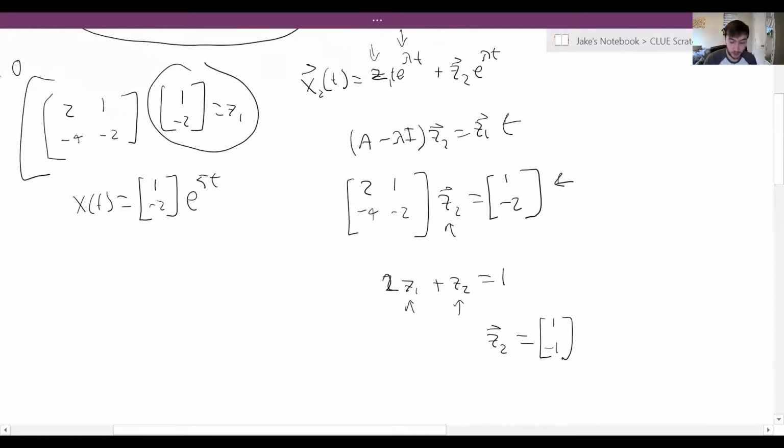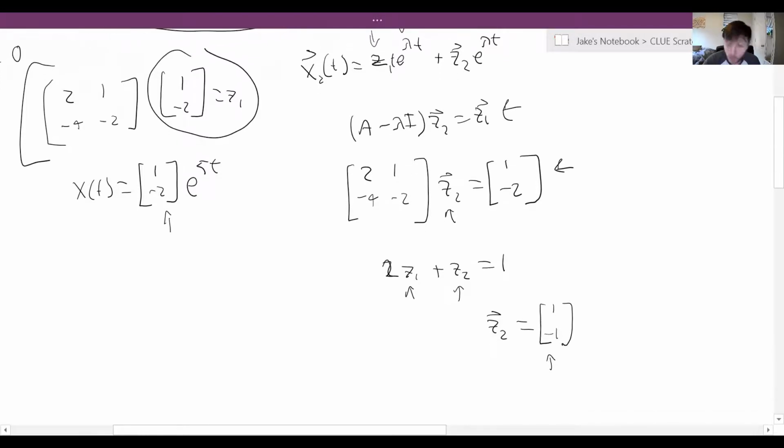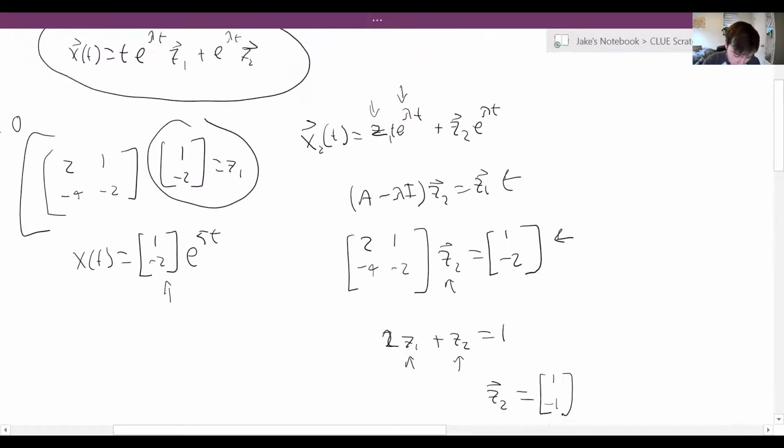And if you check, this is a good sanity check: are these two vectors linearly independent? And I think they are. There's no scalar we could multiply one by to get the other one. We just do this very differently, which is exactly what we want. We want two linearly independent eigenvectors that solve this equation.